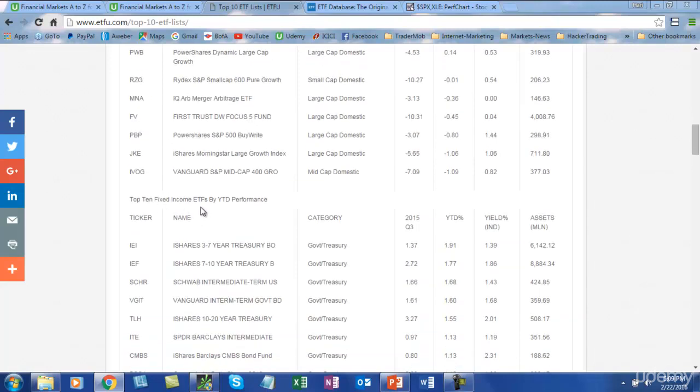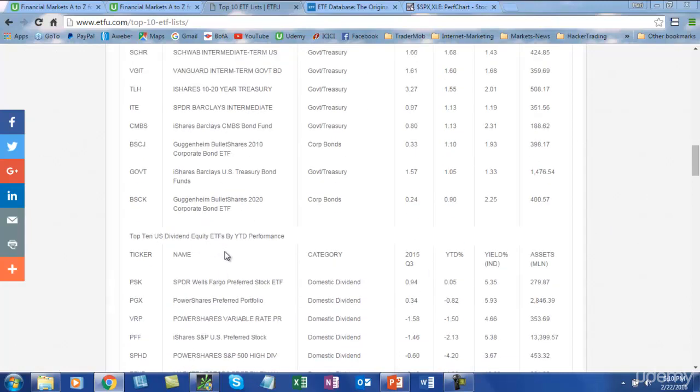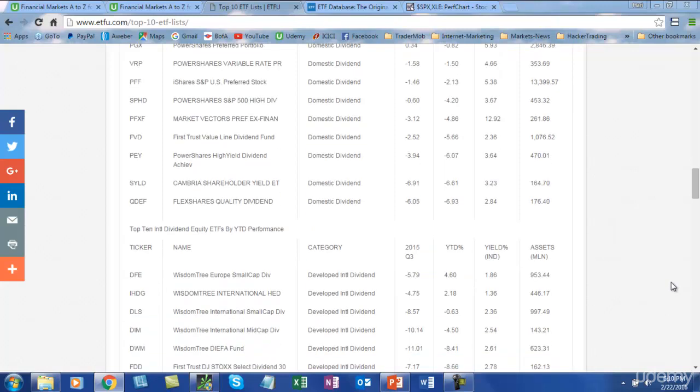So basically one of the things is there are ETFs for every kind of asset class. So whether it's bonds, stocks, indices, currencies, or commodities, you have ETFs for all of them. So here's a top 10 list of the bond ETFs. These are all government treasury bonds, and they also have various ETFs around them. And then you have top 10 US dividend equity ETFs, and you'll see there's a lot of flexibility here. There's a lot of variety. These are the top 10 international dividend equity ETFs.